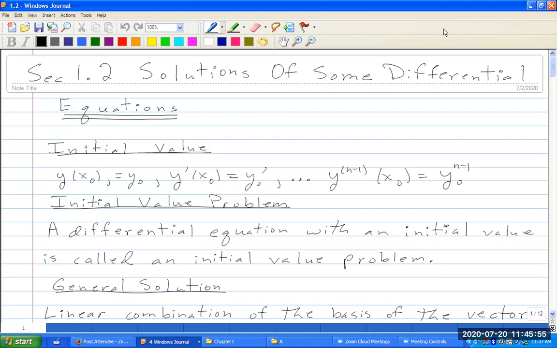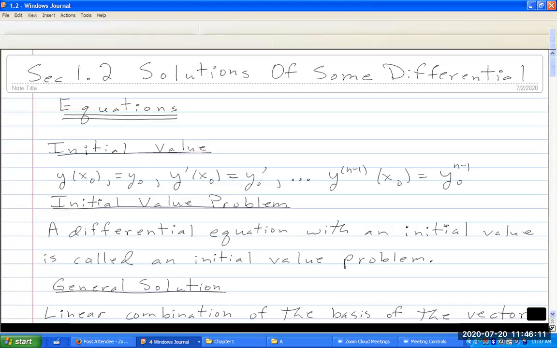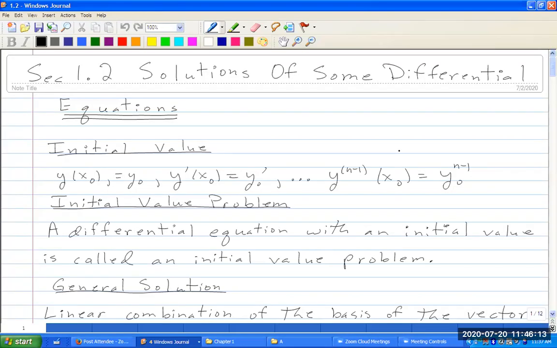Solutions of some differential equations. So an initial value problem: at some value, let's say x sub 0, my function is equal to some value, and maybe some of the derivatives are equal to some given values.